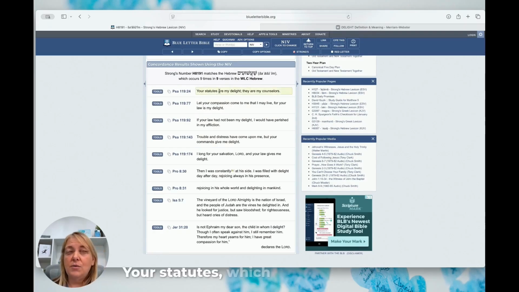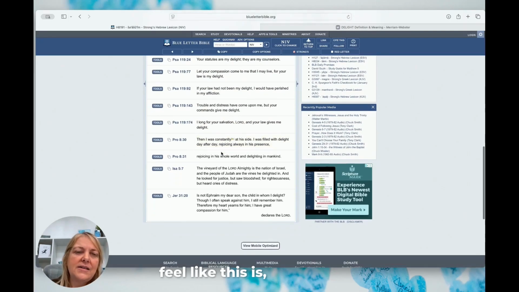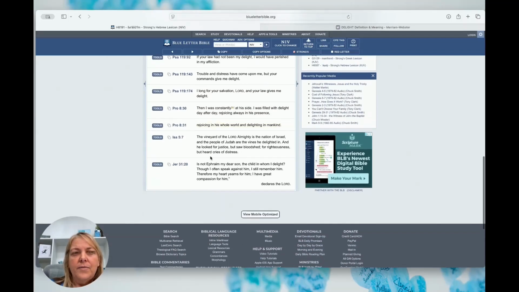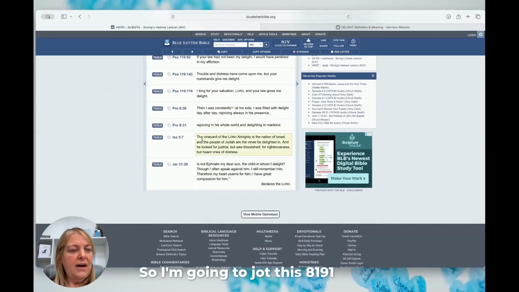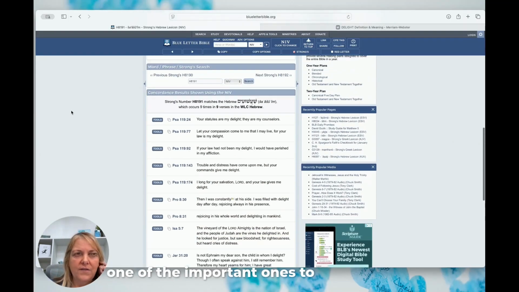Your statutes, which is the word, your statutes are my delight. For your law, which is the word, is my delight. So here we go. I feel like this is in the direction of where I felt the Holy Spirit was taking us. Your law gives me delight. So I'm going to jot this 8191 down, because I think this one is going to be one of the important ones to follow down.